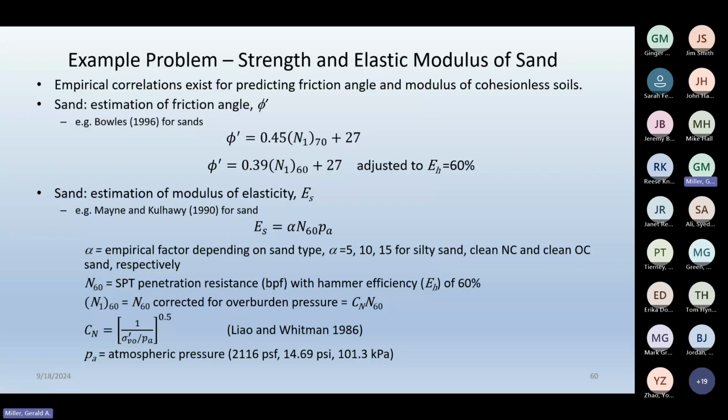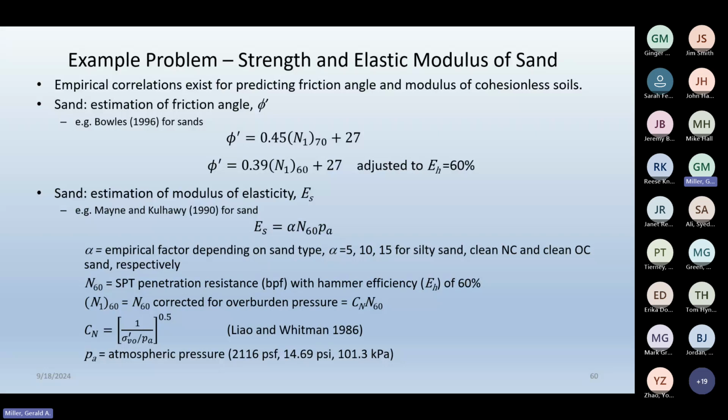And then I also decided to look at the modulus of elasticity based on N values. This is a correlation from Mayne and Kulhawy based on N60 for sands. There's a big range in what you can predict with this equation. This alpha value has a huge influence on the estimated modulus of elasticity. It's 5, 10, or 15 for silty sand, clean sand, or over-consolidated sand. And then this is just a definition of the terms in these equations.